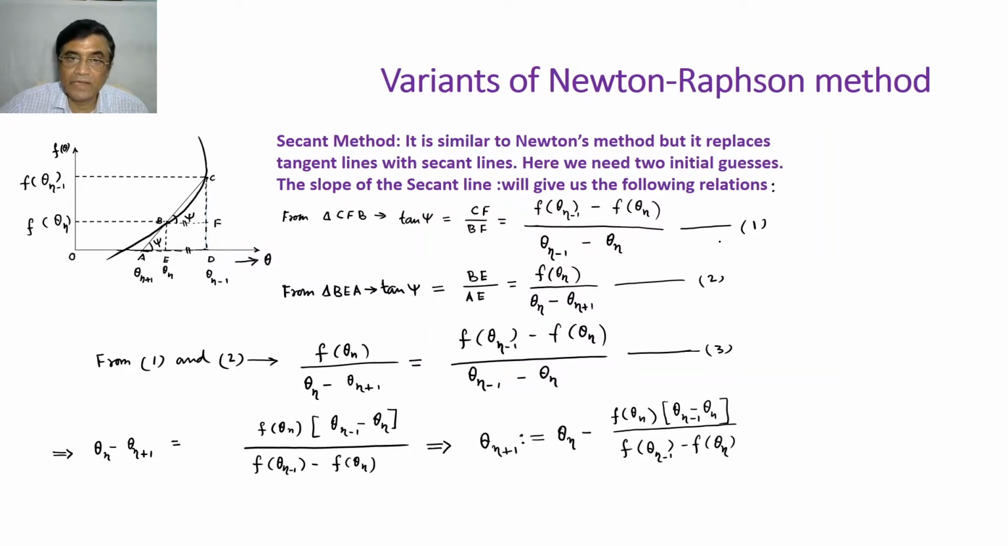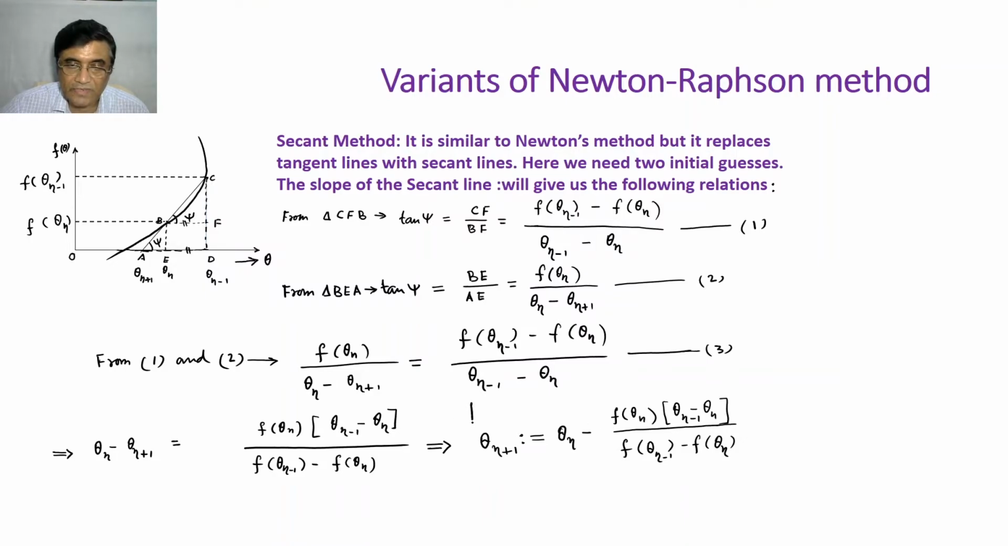So making 1 and 2 equal, what you have got? You have got f of theta n divided by theta n minus theta n plus 1 equals f of theta n minus 1 minus f of theta n divided by theta n minus 1 minus theta n. Let us call it 3. Then with very simple manipulation we can get theta n minus theta n plus 1 equals this times this, divided by this entire expression. So from here I can easily write theta n plus 1 will be the earlier theta n value minus, so this I am taking here, this is coming here, so minus sign of this expression, right?